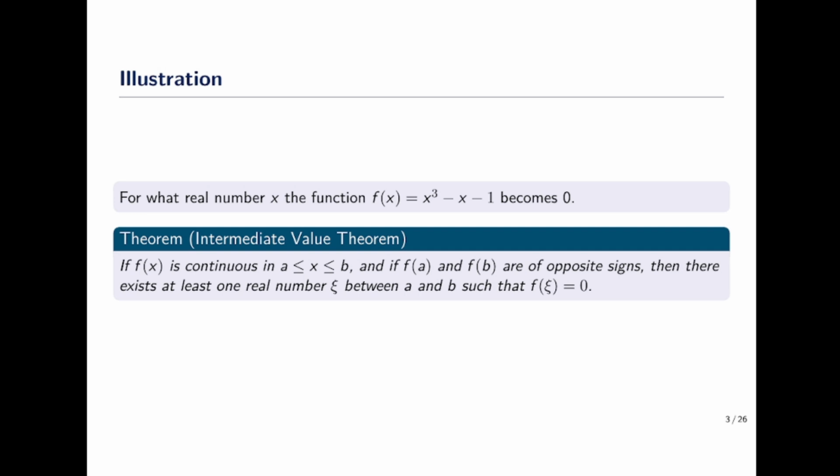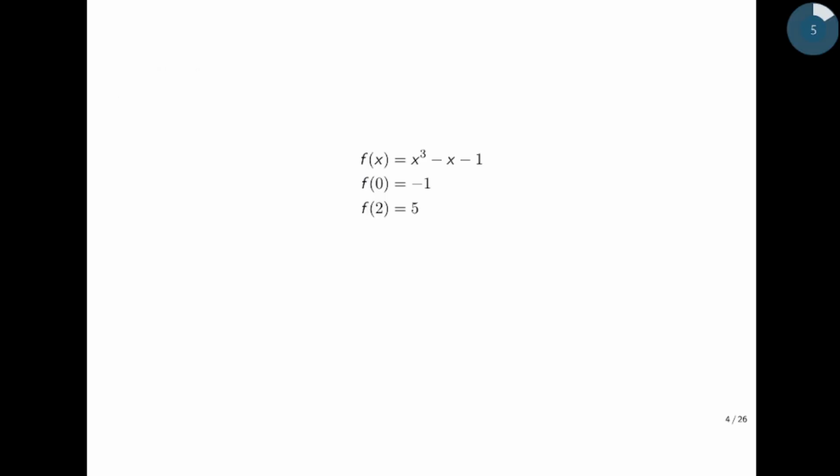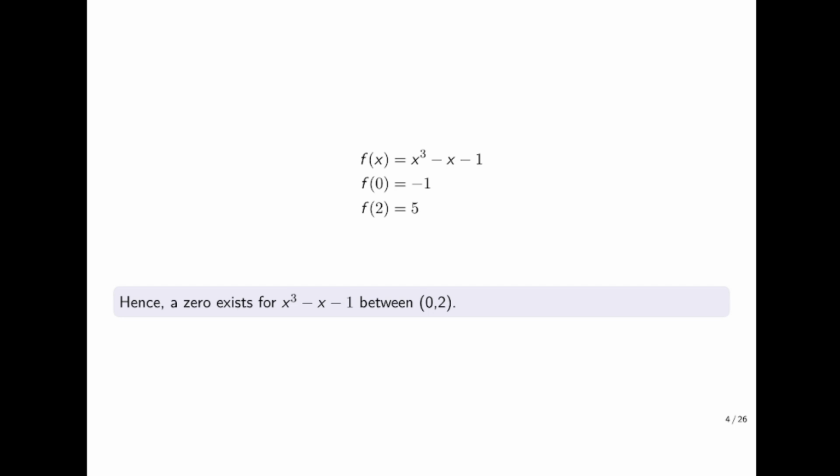Let us apply this theorem in this particular case. The function f of x here, which is x cube minus x minus 1, is a polynomial and is continuous. Now f of 0 is minus 1 and f of 2 is 5. So by the theorem we can say that there exists a 0 between 0 and 2.